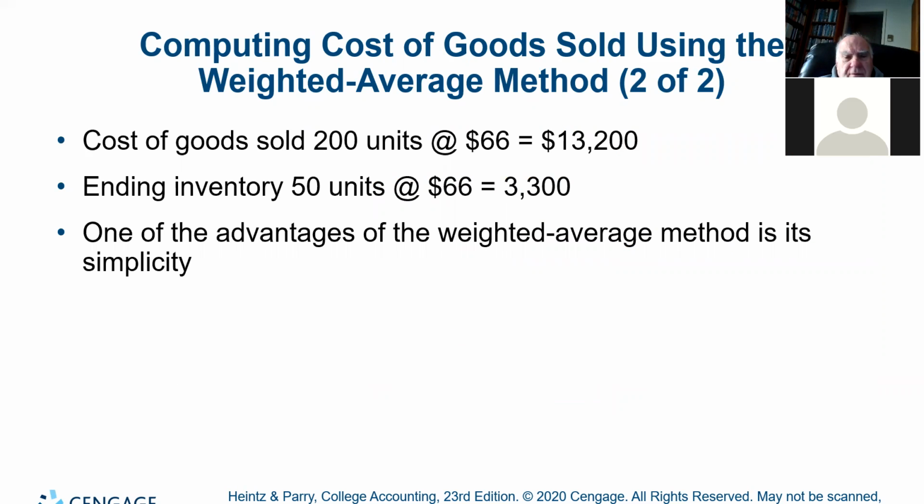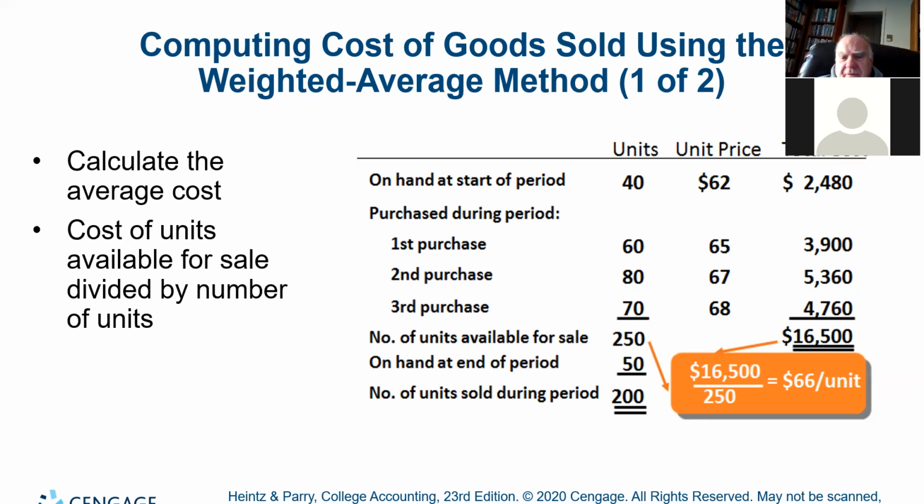And here it is right here. Cost of goods sold, 200 times 66, ending inventory is 66. That adds up to $16,500. In other words, we're accounting for all of these dollars. What's available, Carrie, is either still in the inventory, unsold, or we sold it, which means it goes at the cost of goods sold, okay?